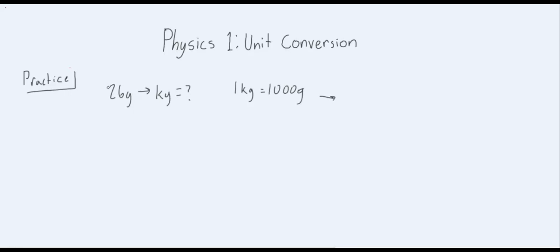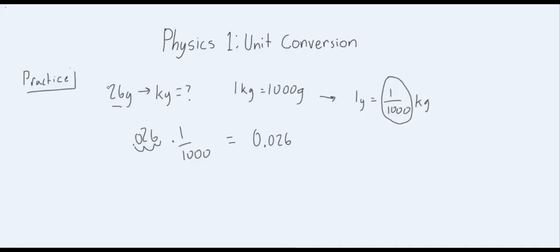You know what, better yet, we should take the inverse of this. 1 gram equates to 1/1000th of a kilogram. So we're going to take this factor and multiply it by our original number, 26. And that should give us our value in kilograms. You simply just move the decimal place over 3 zeros 3 times. 1, 2, 3. And that is our answer. Pretty straightforward.